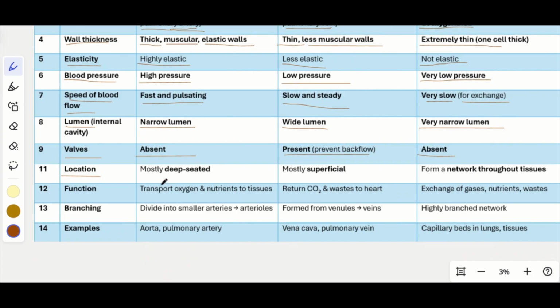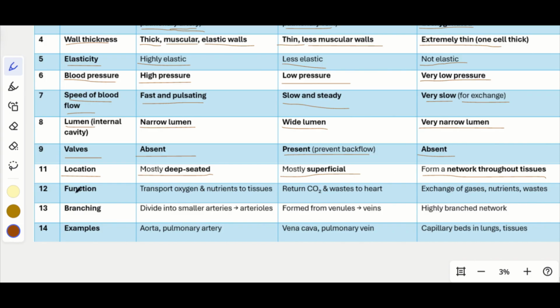Now let's check the location. So where can you find the veins? It is very common, right? It is very easy for you to identify the veins. And what about arteries? They are mostly deep seated. Whenever something happens to your arteries, you lose a lot of blood, right? Compared to veins. So it is very hard to find. It is deep seated, deep in the bone. And what about veins? We can easily identify the veins, right? They are not hidden. And what about capillaries? They form a network throughout the tissue. So in our entire body, we can find the network of capillaries.